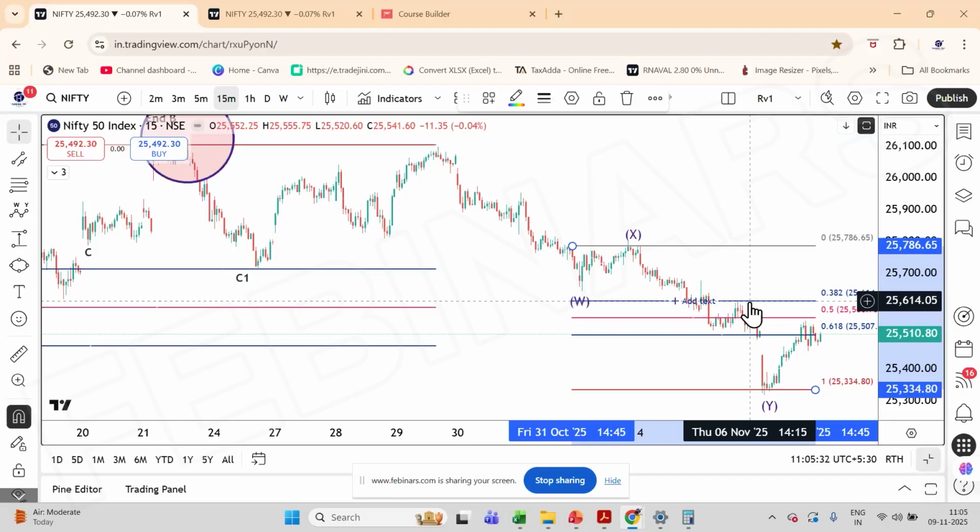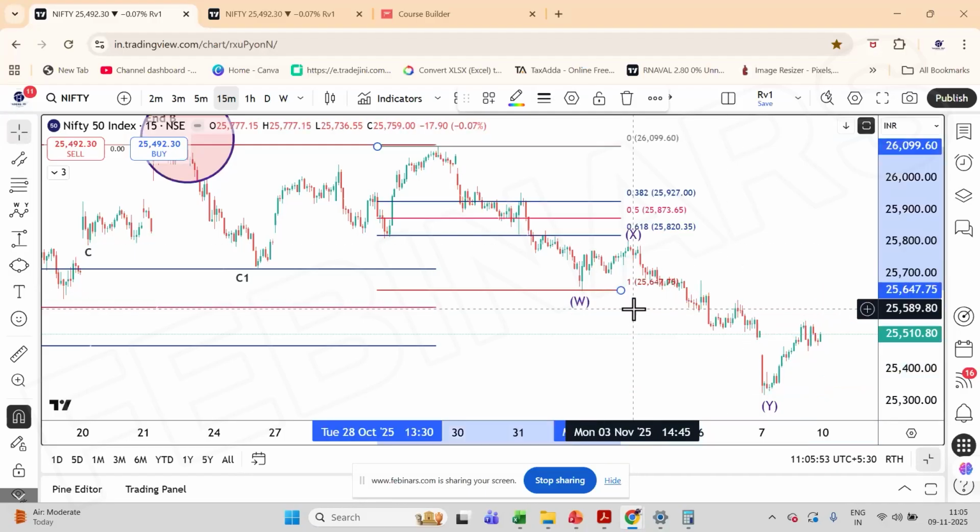Why was 25,335 so important? Could you guys identify the bottom? Can you identify the bottom using this very simple technical principle of equality with the Fibonacci of the Nifty? Or you could have traded on the downside. Here, once it was broken, you could have traded on the downside as well.